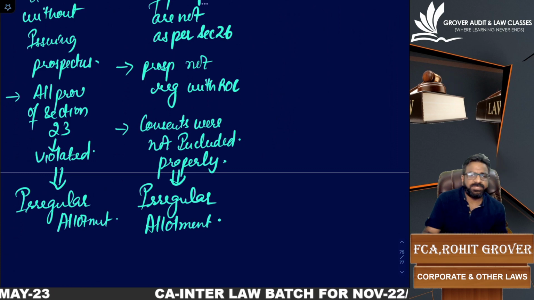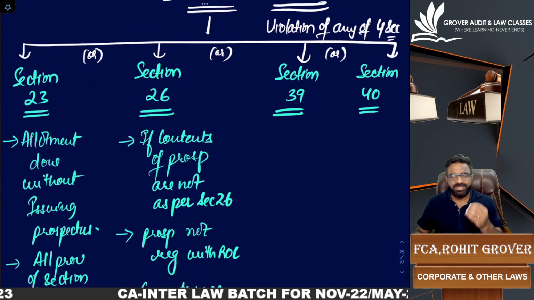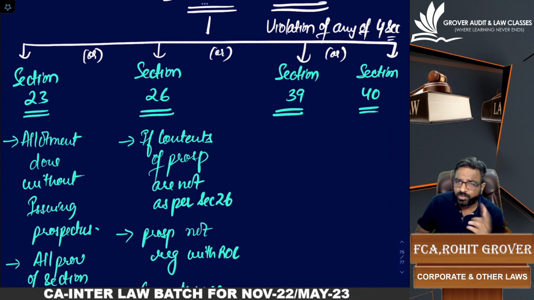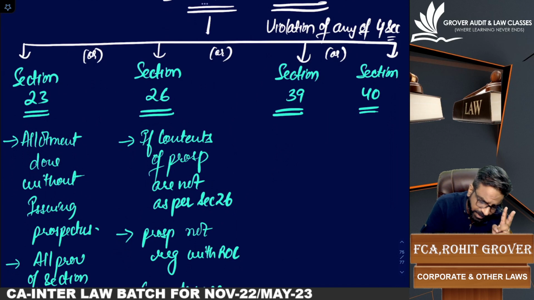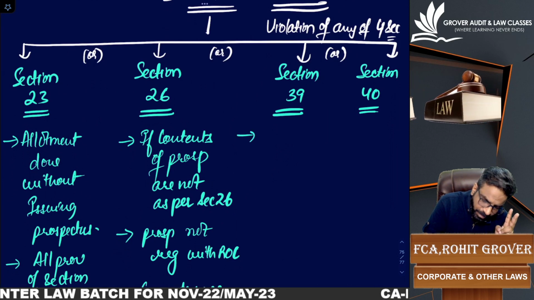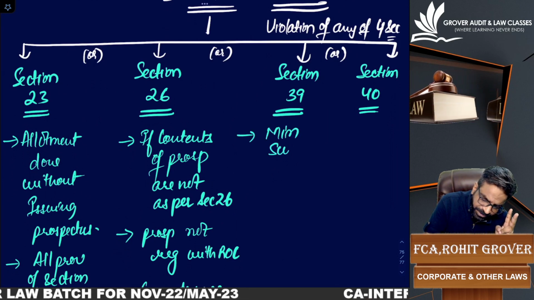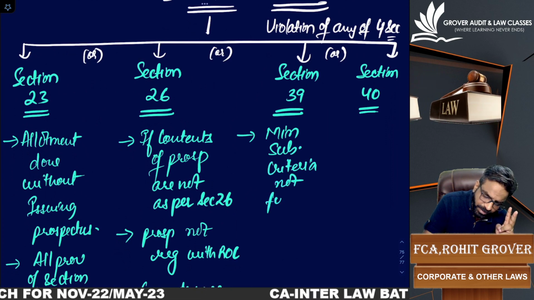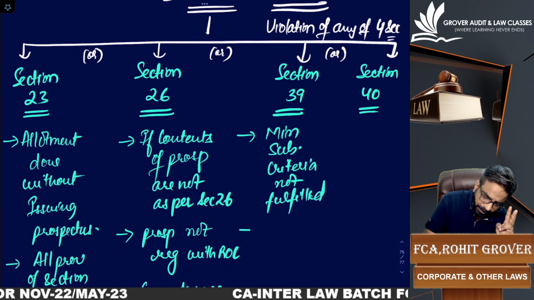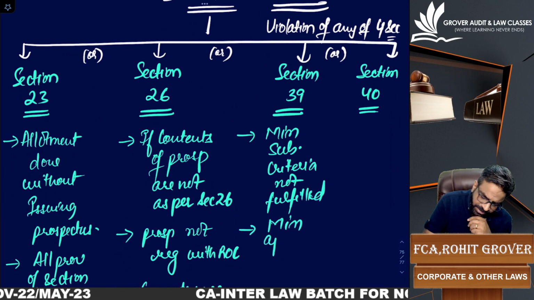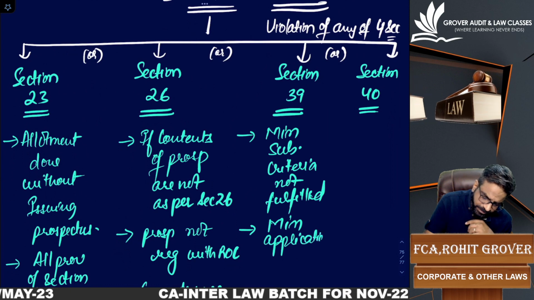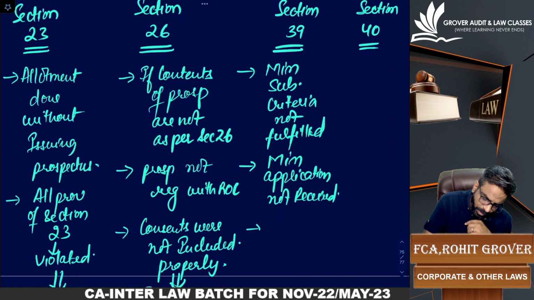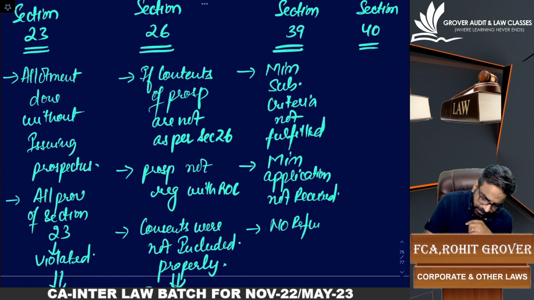I hope all of you are understanding perfectly. Section 39. Just now we have done 39 and 40. Can you please tell me, can you do the allotment if the two conditions are not satisfied? What is condition number 1? 5% minimum subscription criteria fulfilled or not fulfilled? Not fulfilled. Minimum application money received or not received? Not received. No refund made within time.